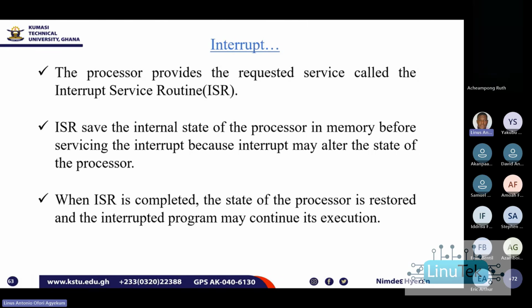Okay, so this is the concept of what? Interrupt. Please, any question? Any question? All right, if there is no question, then I would continue.